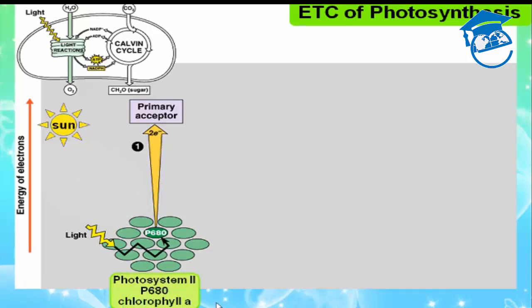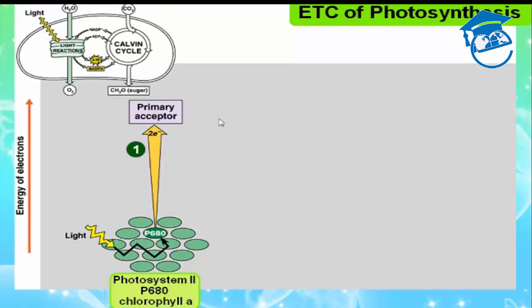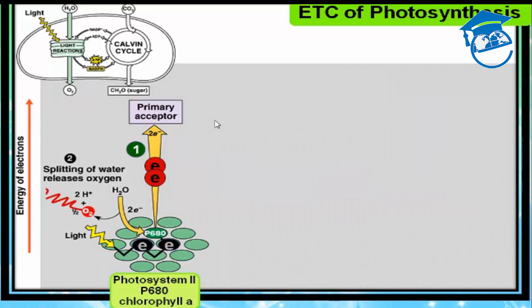So this is your photosystem 2, which has P680, and where chlorophyll A is the major pigment that absorbs light, okay. So this is the first step. 2 electrons are generated, which go to the primary acceptor, students. Okay, and then splitting of water takes place that releases oxygen.